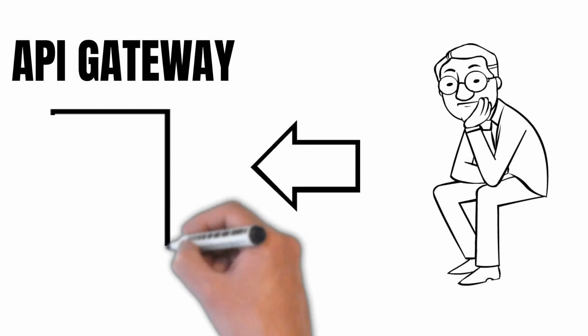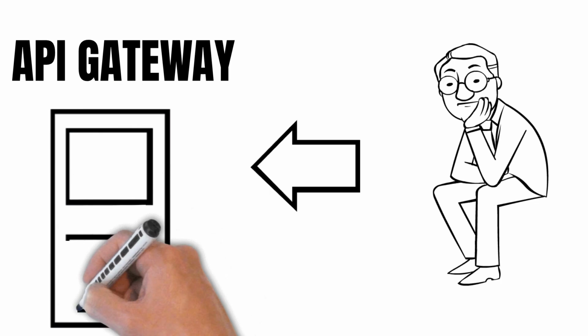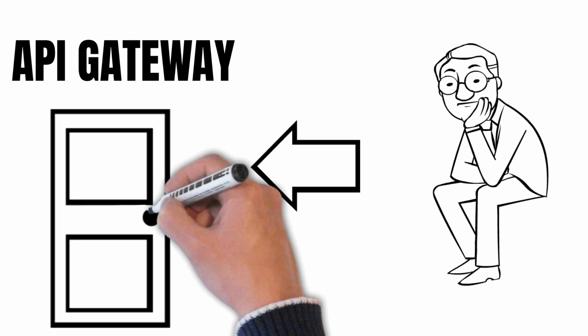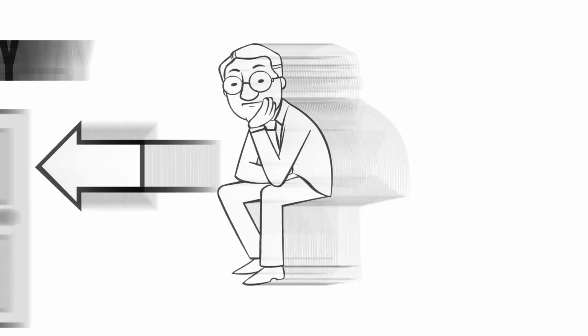For people who don't know what an API gateway is, it is actually a door through which we are able to access our microservices. For a more detailed understanding of the API gateway, feel free to watch a complete video on API gateway, the link for which is given at the top of the screen.